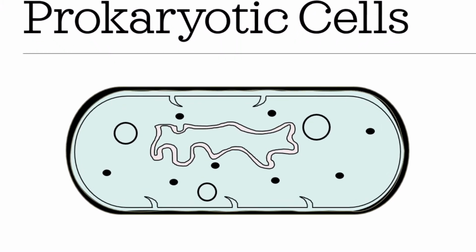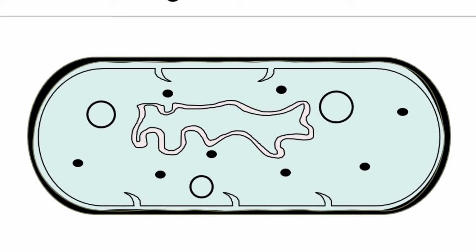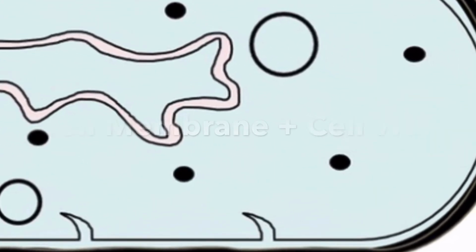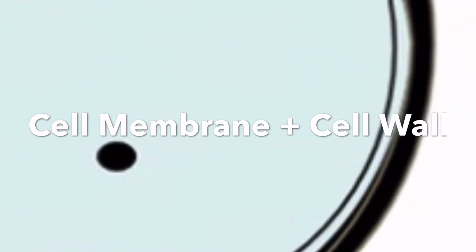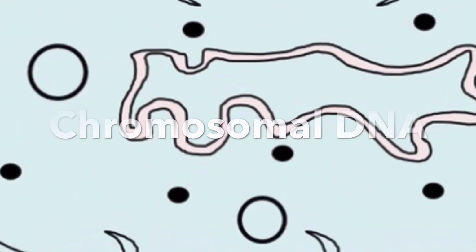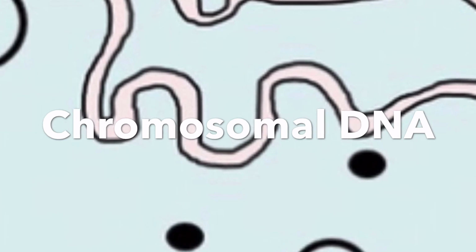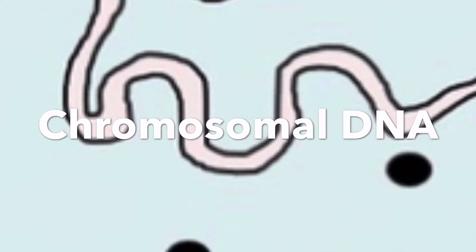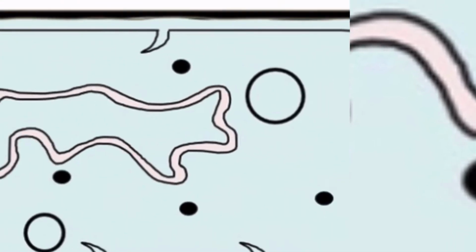Next up are prokaryotes. These are bacteria and are much smaller and simpler cells. Just like in eukaryotic cells, prokaryotic cells also contain a cell membrane which controls what goes in and out and is also supported by a cell wall. The chromosomal DNA is one long circular chromosome that controls the cell's activities and replication. It floats free in the cytoplasm and is not in a nucleus.